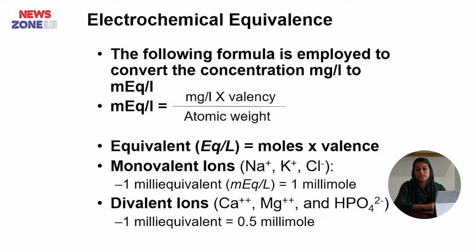The monovalent ions are sodium ion, potassium ion and chloride ion. One milliequivalent equals 1 millimole. For the divalent ions, that is calcium ion and magnesium ion, 1 milliequivalent equals 0.5 millimole.